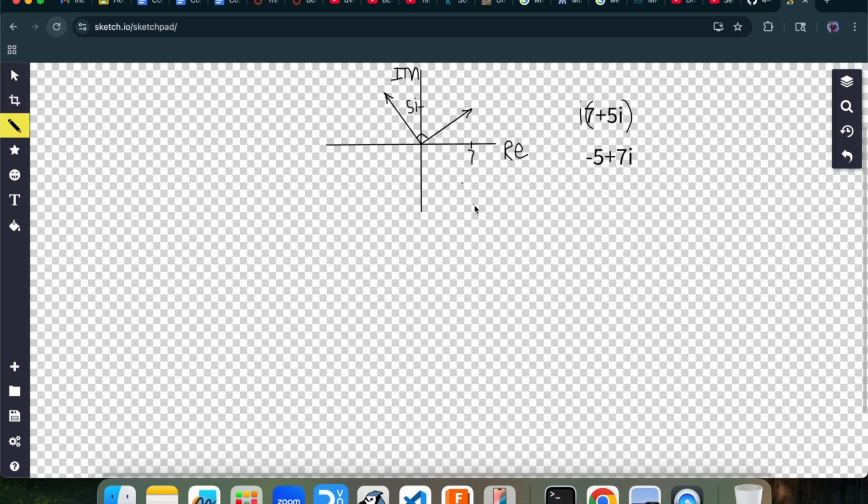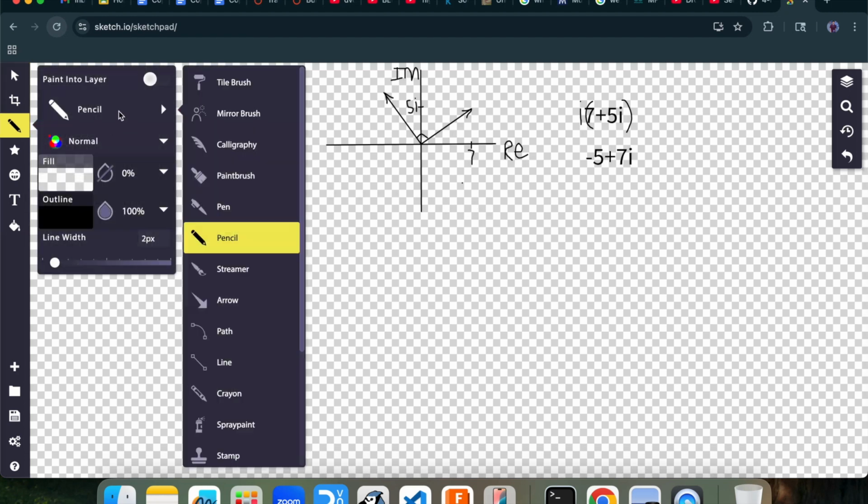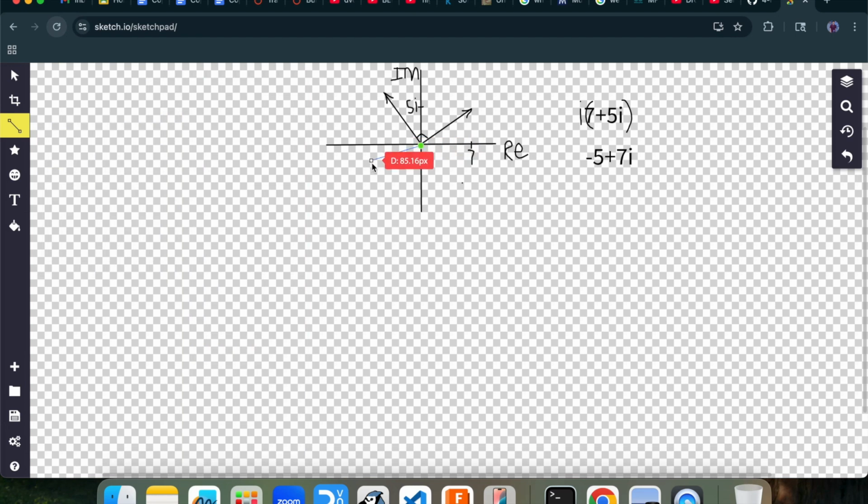And of course, if you multiplied by another i, so if you multiplied by i squared, you would be 180 degrees off from where you were. You'd be somewhere there.